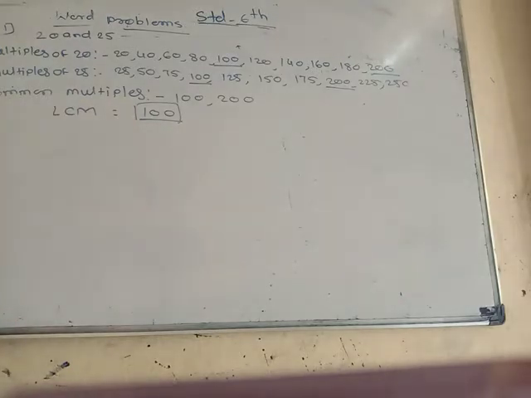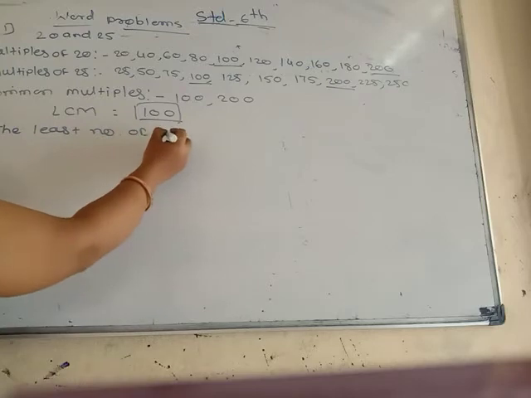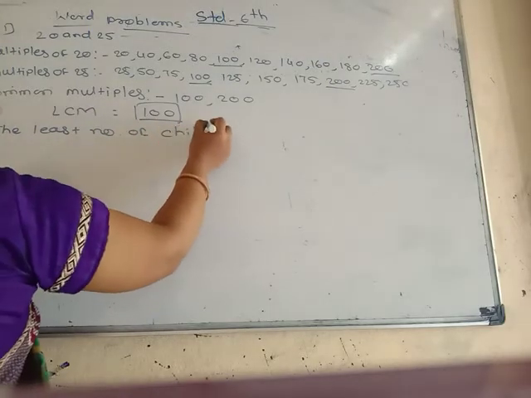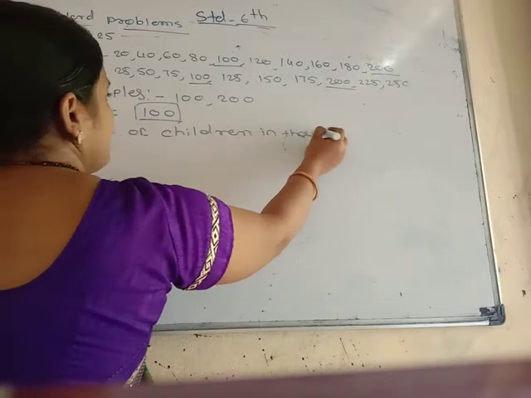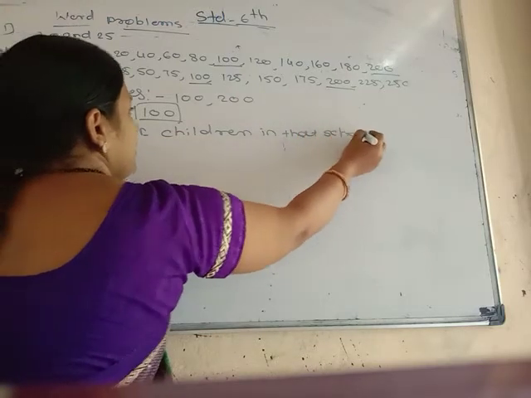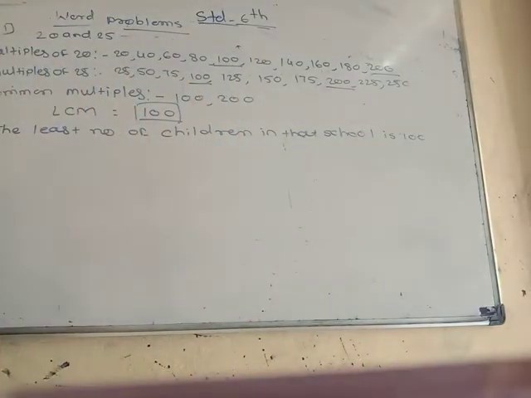Then below you write the answer in words. The least number of children in that school is 100 students.